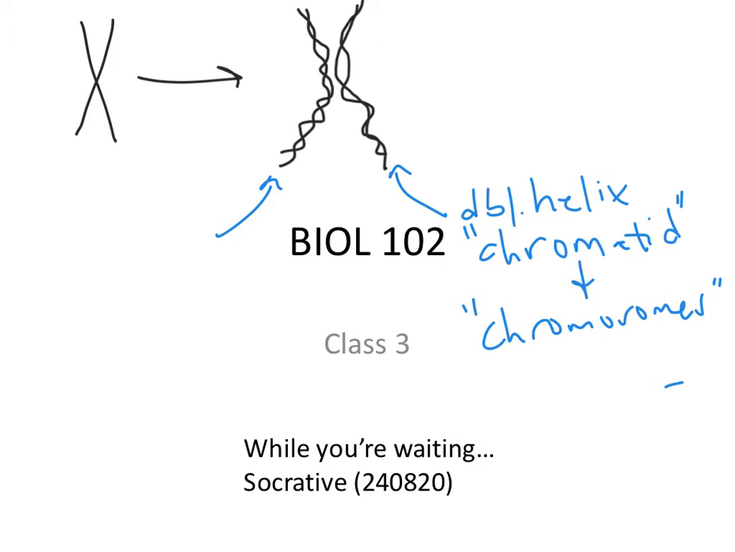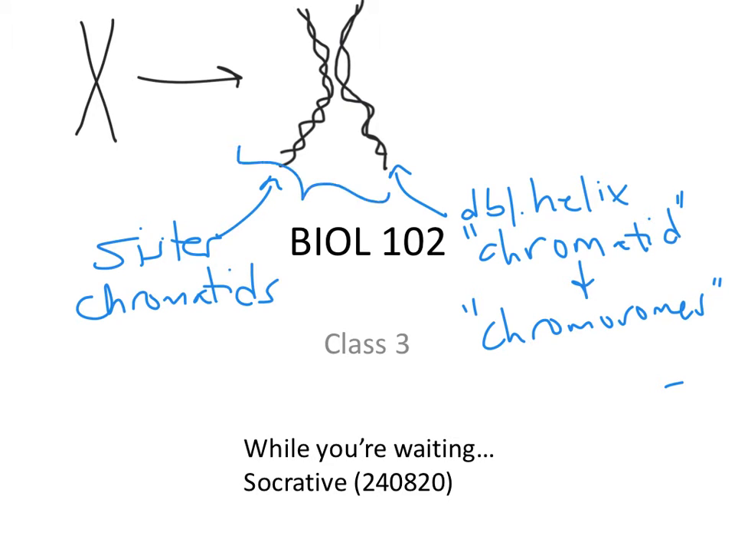What about when it's called a sister chromatid? It's just the other one? Right, so these are two sister chromatids. So that's obviously a term you've heard before. The two of them together are referred to as sister chromatids.